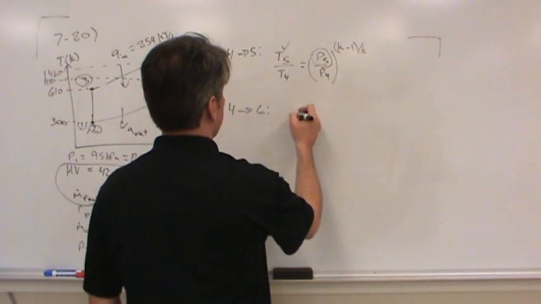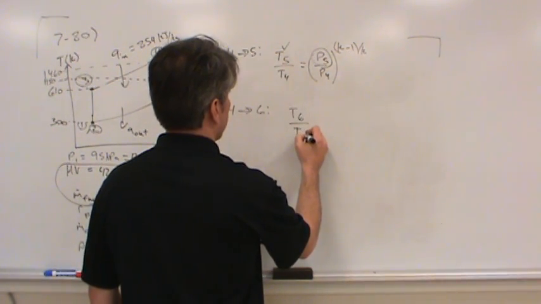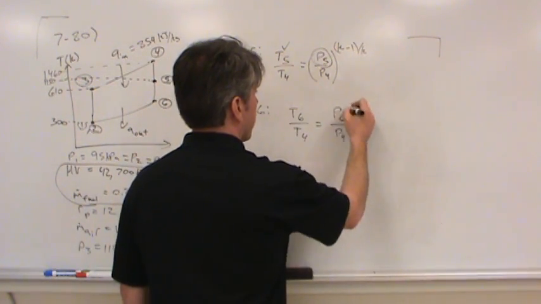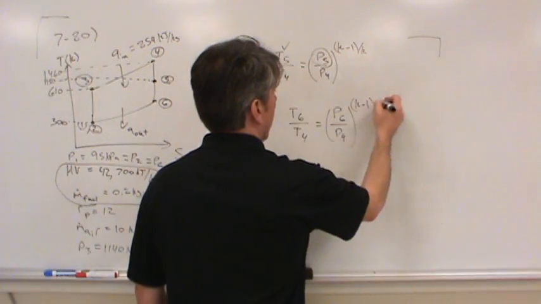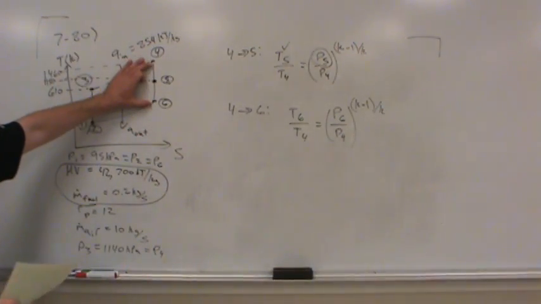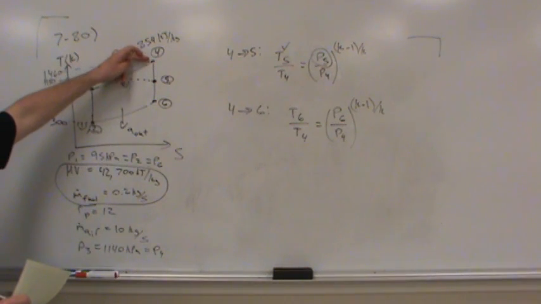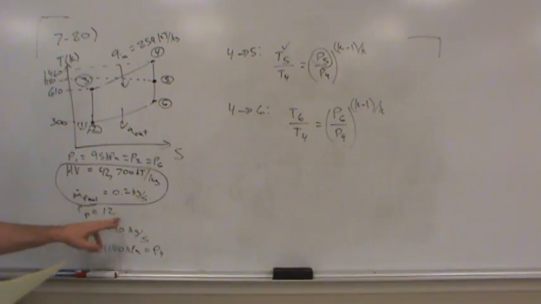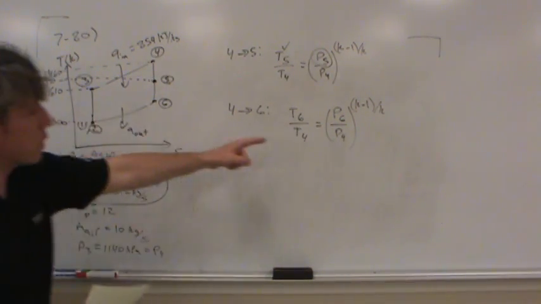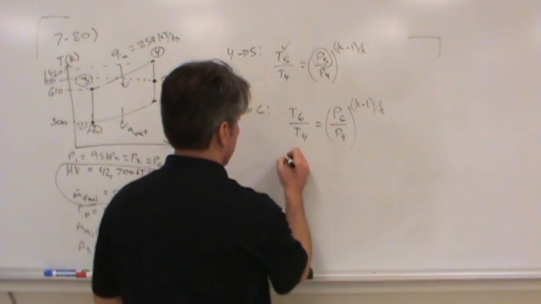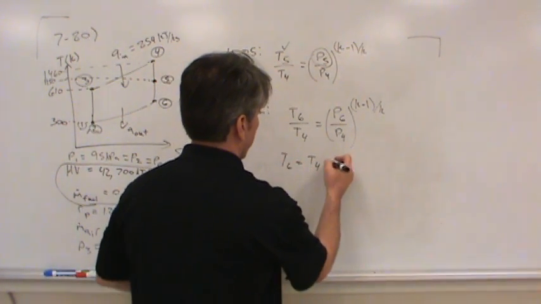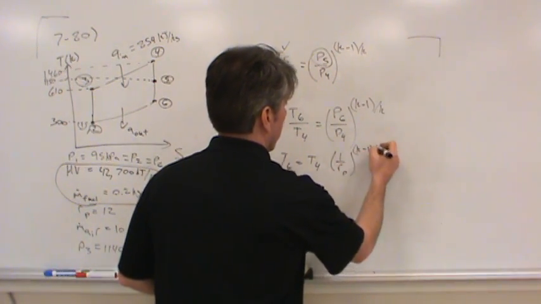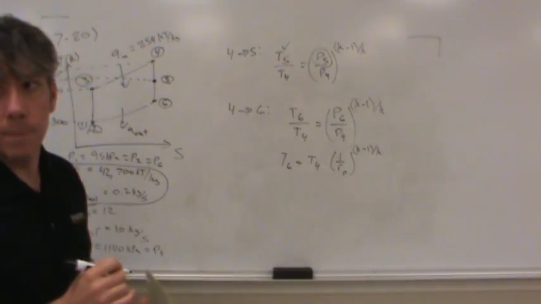Okay? Because notice that the temperature in state 6 over the temperature in state 4 would be equal to the pressure in state 6 over the pressure in state 4 to the power of k minus 1 over k, because 4 and 6 are also related isentropically. Now we do know the pressure in state 4 to pressure in state 6 ratio. That's that ratio of 12 or 1 over 12. Pressure in state 4 is higher, so this would just be T6 equals T4 multiplied by 1 over the pressure ratio to the k minus 1 over k. Does that make sense? All right.